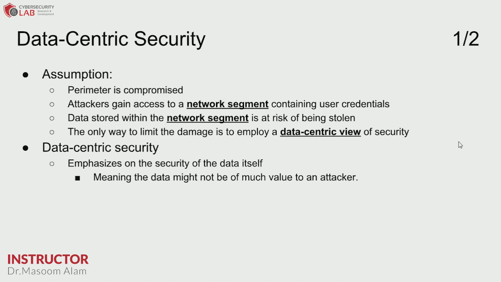Another important component of the network theory of defense is data-centric security. Data-centric security assumes that the perimeter is compromised, or not that secure, and an attacker gains access to a network segment containing user credentials. Now, data stored within the network segment is at risk of being stolen. The only way to limit the damage is to employ a data-centric view of security. So we protect the data, or all those segments of the network which contain the data, meaning the data might not be of much value to an attacker.